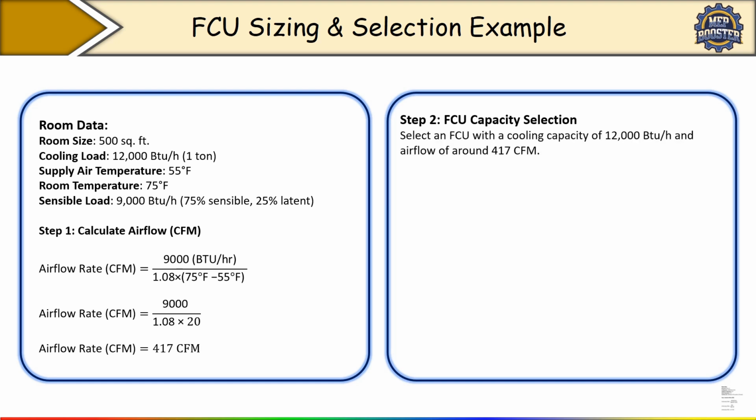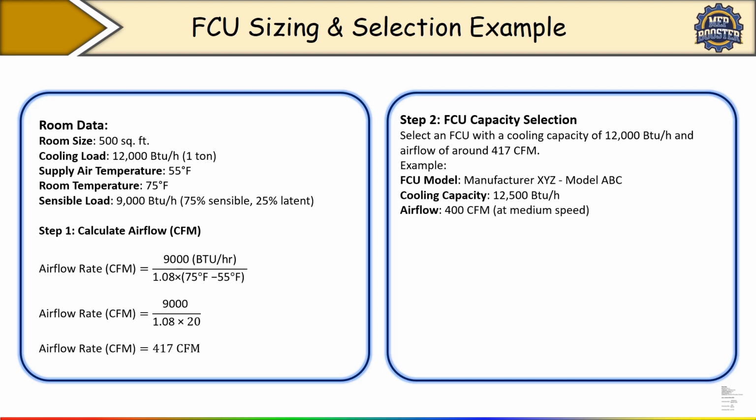Next step, FCU capacity selection. As I told you, select an FCU with a total cooling capacity of 12,000 BTU per hour, and the airflow which we have calculated, 470. From the different manufacturer catalogs you will get it. One example is also given here. Suppose FCU manufacturer XYZ, model number ABC, whatever you get, cooling capacity 12,500 BTU per hour, because maybe the exact value which you have calculated is not given in the manufacturer catalog. So okay, near about 12,500 BTU. Airflow, the exact 470 is not given by the manufacturer, but near about 400 or 450.